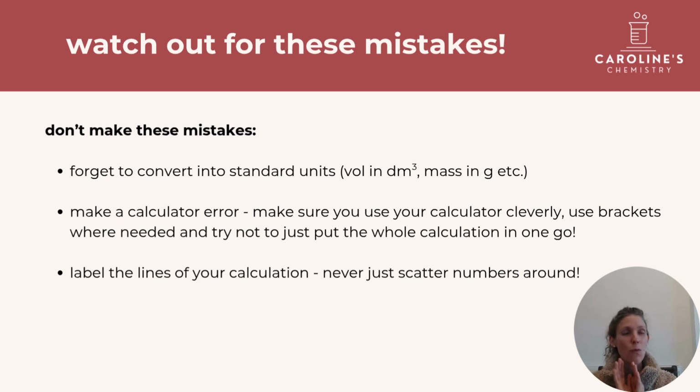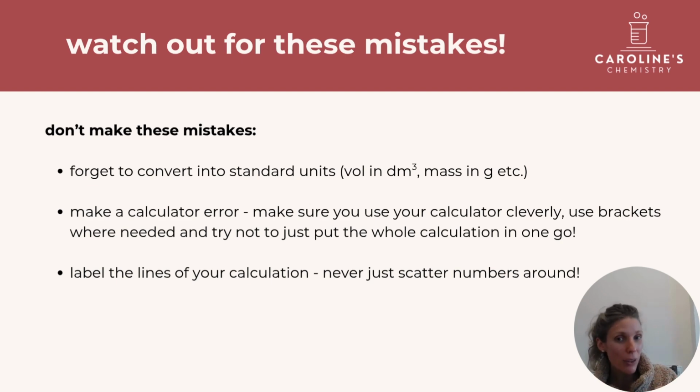The next really common error that I see so often is making calculator errors. Let's not do that. So you need to make sure you use your calculator cleverly. Don't just bung the whole thing in one go and ask your calculator to be doing multiple steps. Use brackets, they are your friends. Break it up step by step. So do this times this, press equals, and then carry on using the answer into the next bit of the calculation. So don't make a calculator error. Break it down, keep it simple.